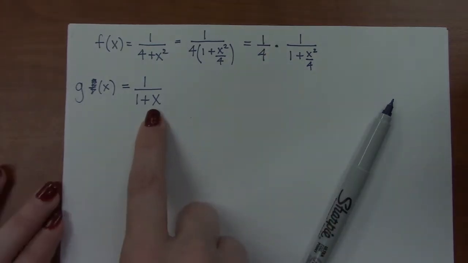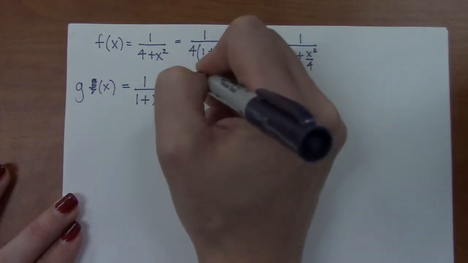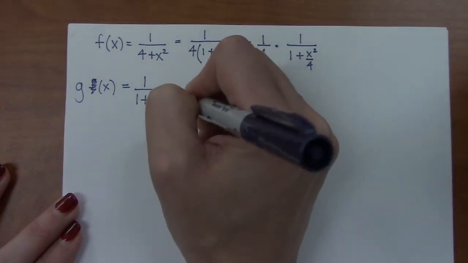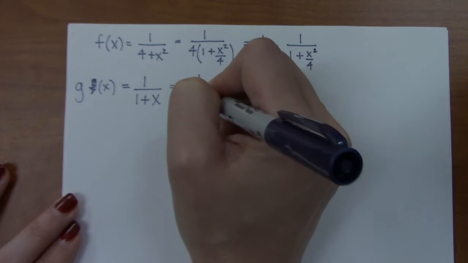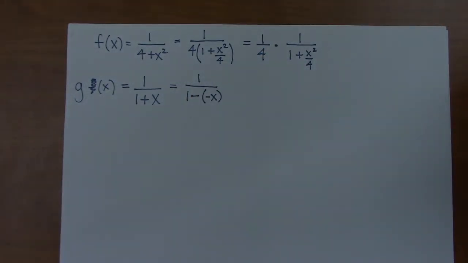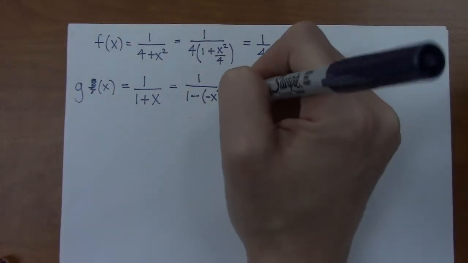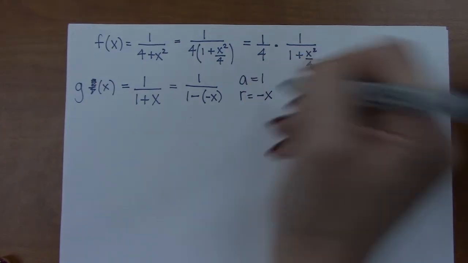So let's turn this into a series first, okay? So we want this to be geometric. We need it to be 1 minus our r value. So, right, we said we could write it like that, 1 minus x. So now we have a geometric series where our a is 1 and our r is negative x.